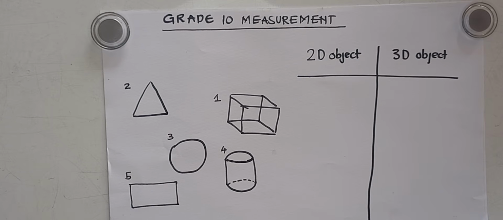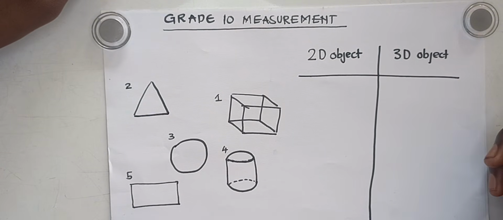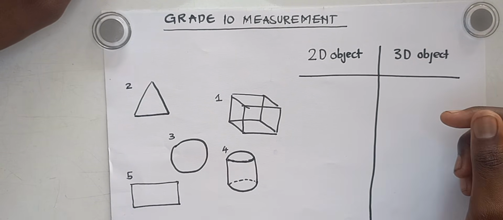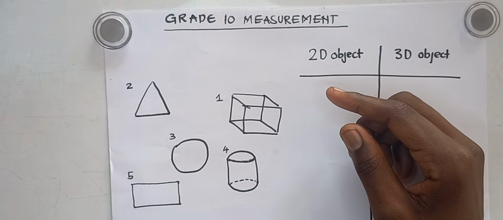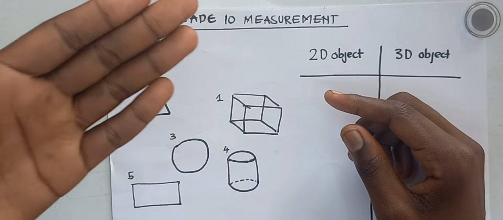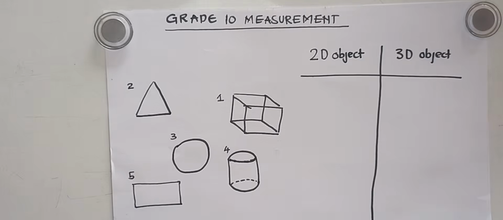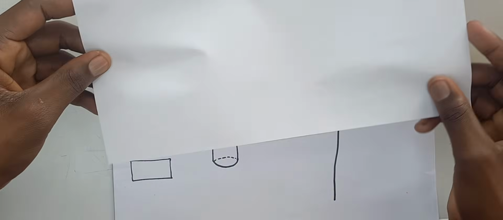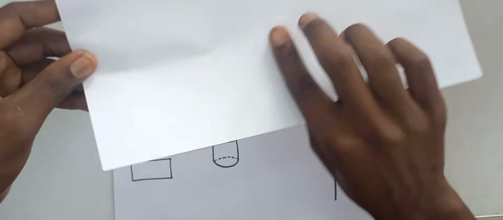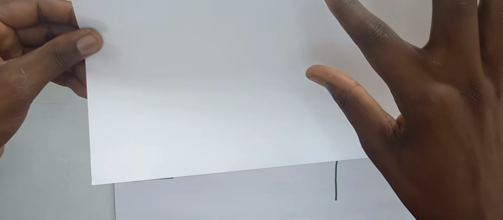According to my research, the most important fundamental thing you need to know about measurement is to first differentiate between a 2D object and a 3D object. When we talk about a 2D object, we talk about an object where you can see the front part and also the back part of it. For example, this paper here. You see this paper, we can see the front part and also the back part. So this is an example of what?